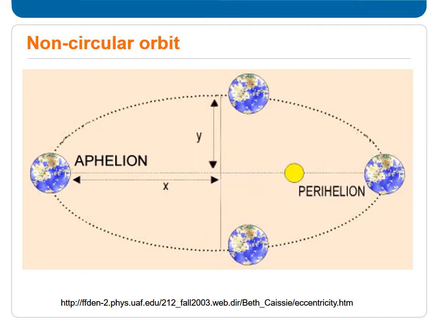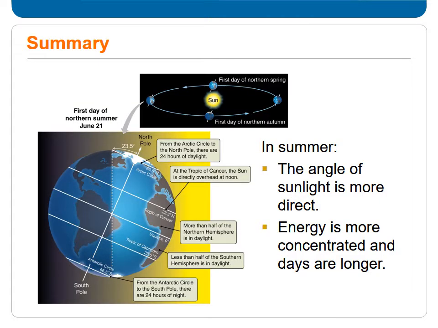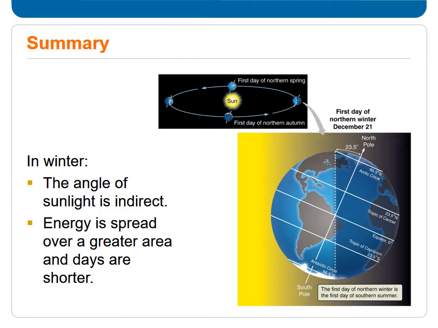Most people mistakenly think that the distance to the sun is the cause of the seasons, but Earth is closest to the sun during the northern hemisphere winter. Moreover, northern and southern hemispheres experience opposite seasons. In summer, the angle of sunlight is more direct, energy is more concentrated, and days are longer. In winter, the angle is shallower, the energy is less concentrated, so less energy arrives each second, and the days are also shorter.